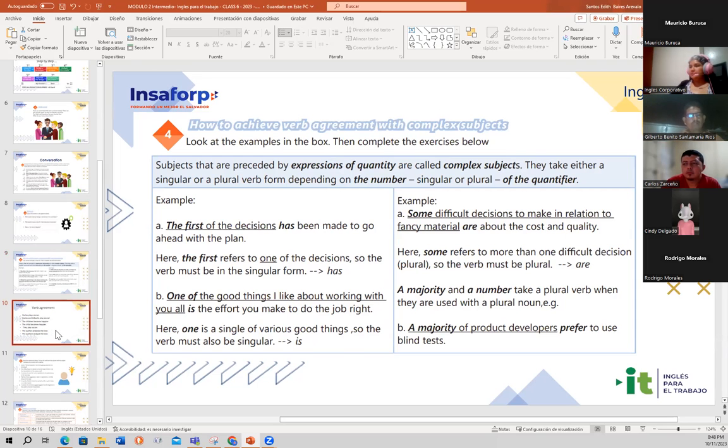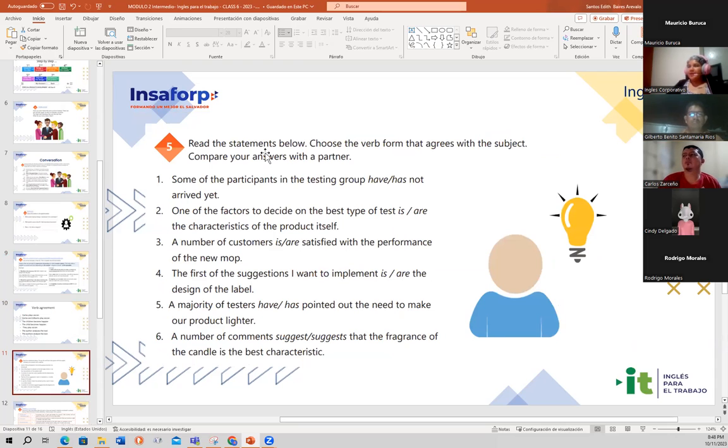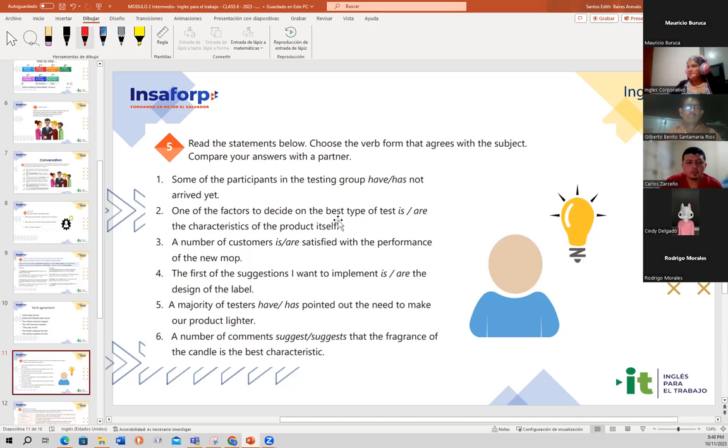Okay, good. So we're going to continue. Here we have statements where we are going to choose the verb that agrees with the subject. Compare your answer with your partner. Well, in this case, we're going to do that together. Some of the participants in the testing group have or has? Have. Why? Because we're speaking about plural, right? Some. Have.